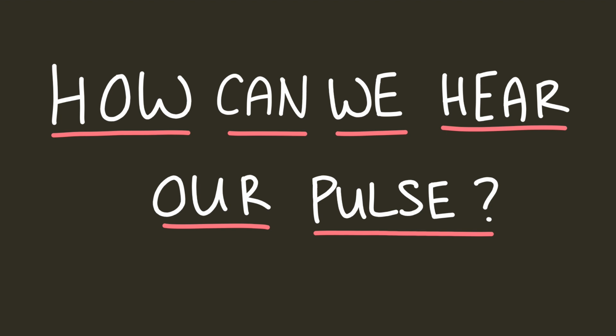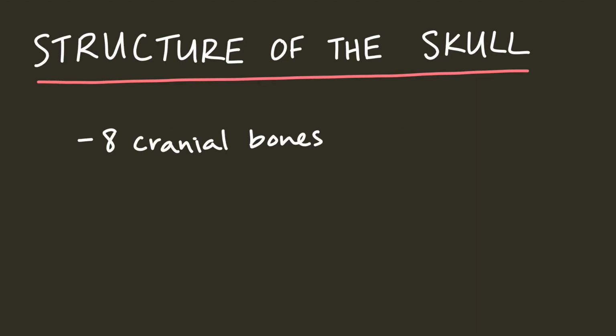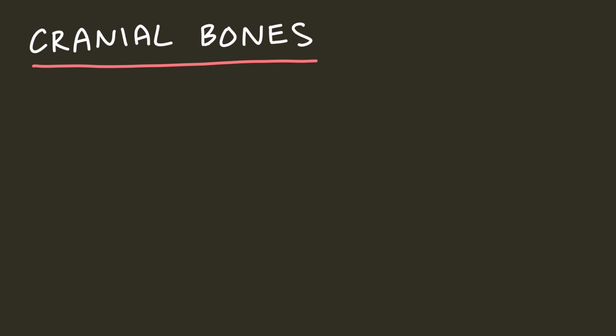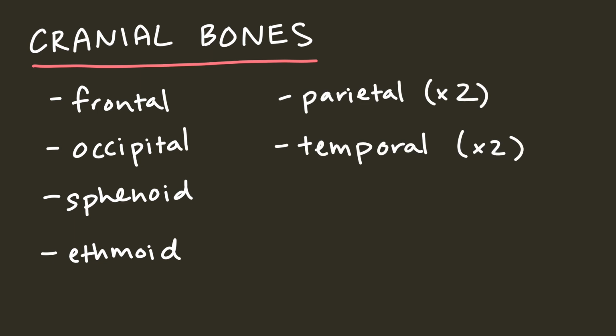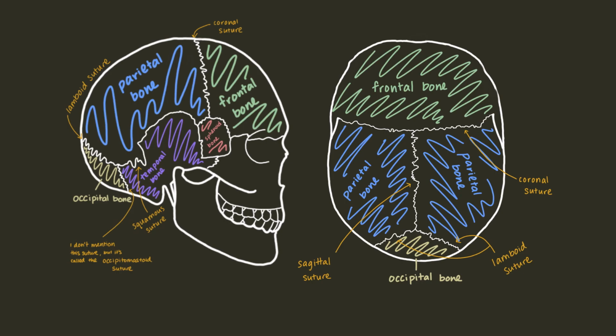Well, to answer this question, we need to take a closer look at the structure of our skull. Our skull is made up of 8 cranial bones and 14 facial bones, but for the purposes of this video, we're only going to focus on the cranial bones. They are the frontal, occipital, sphenoid, and ethmoid bones, along with 2 parietal and 2 temporal bones. We can see the boundaries of these bones by observing the major sutures of the skull.